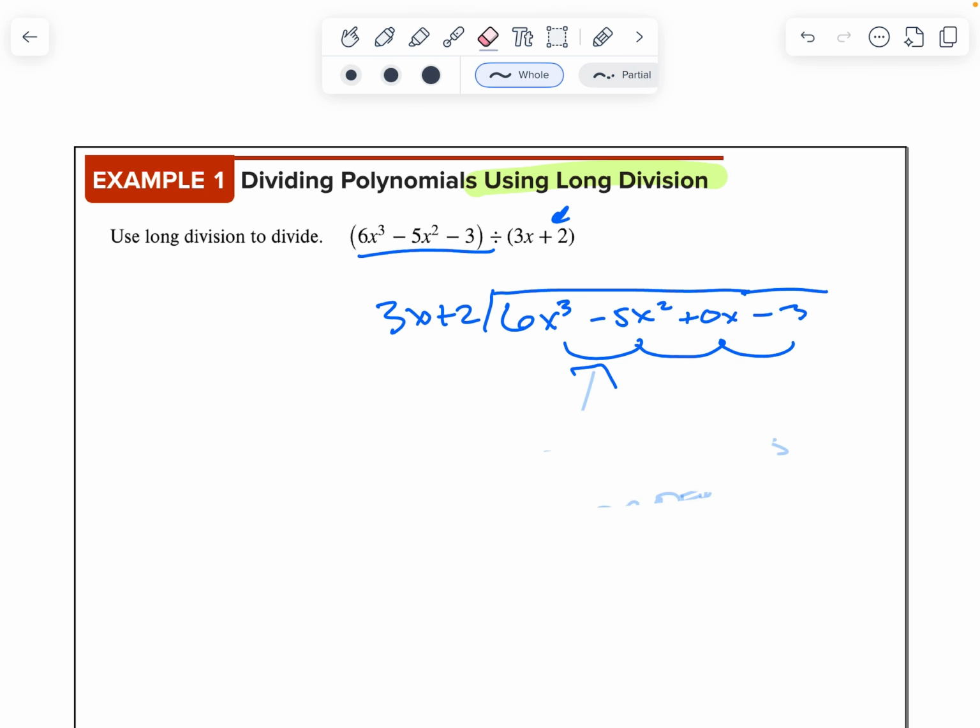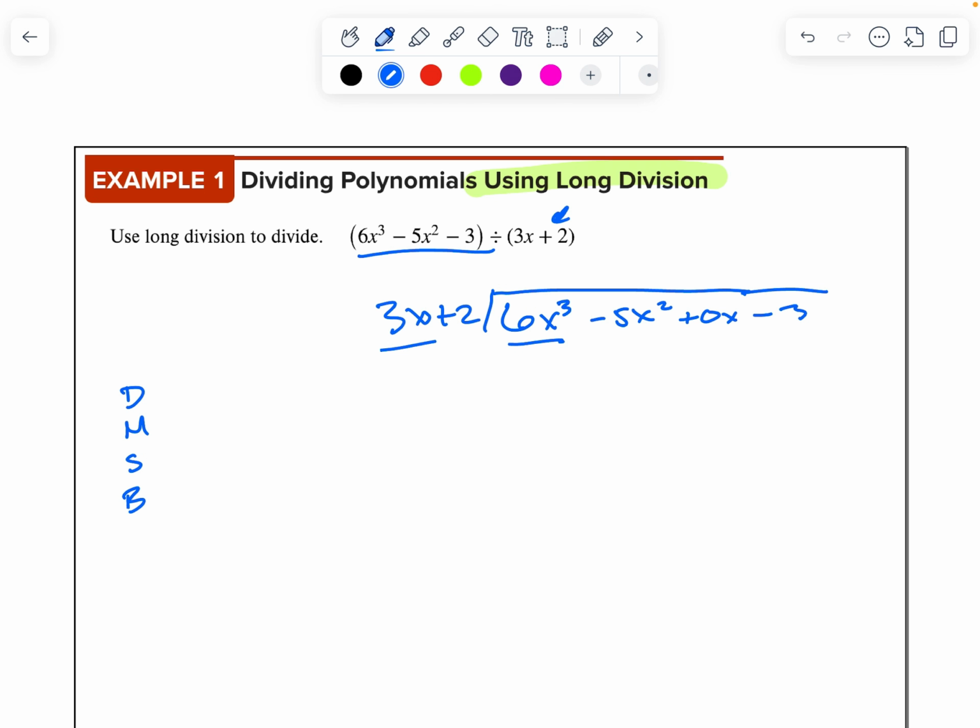All right, let's try and do this long division problem here. Can I put 3x into 6x to the third? Remember, we're doing the same 4 steps. Divide, multiply, subtract, bring down. So divide 6x to the third by 3x, and you'll get 2x squared.